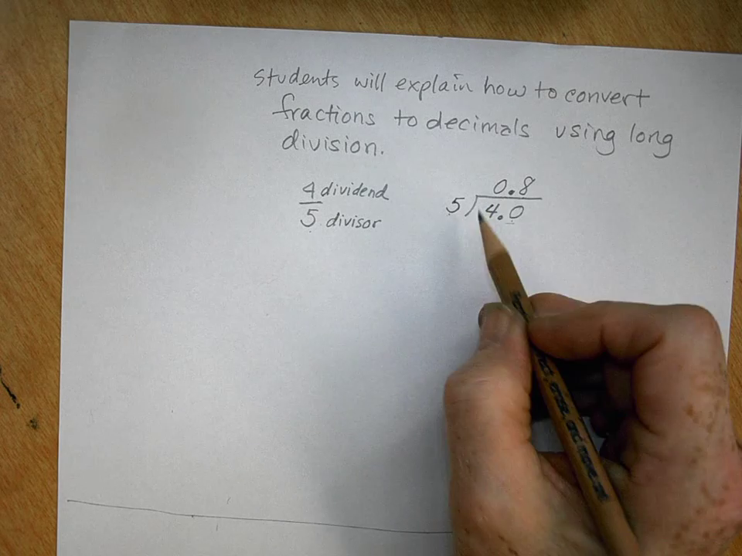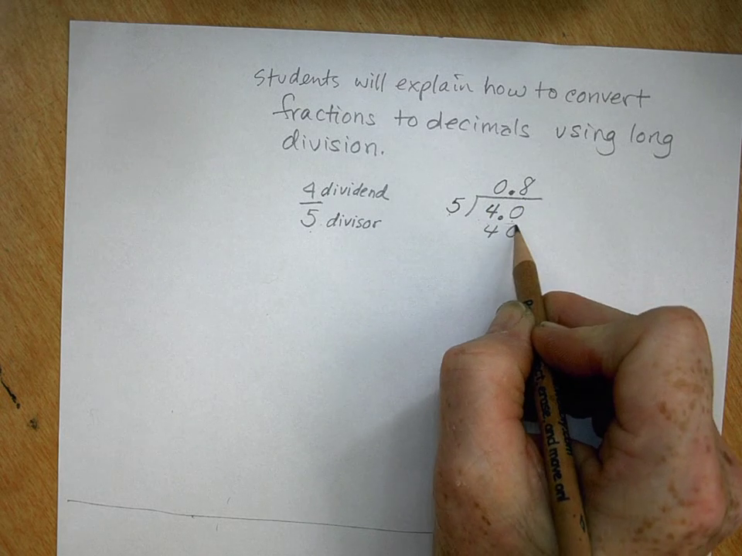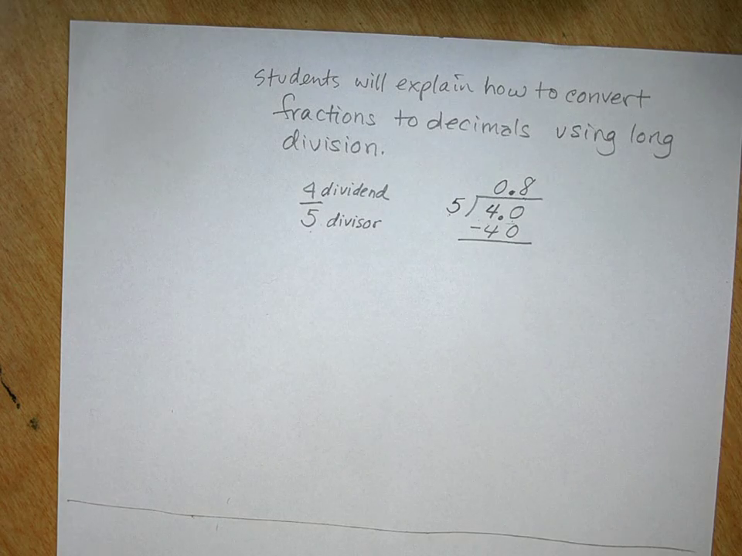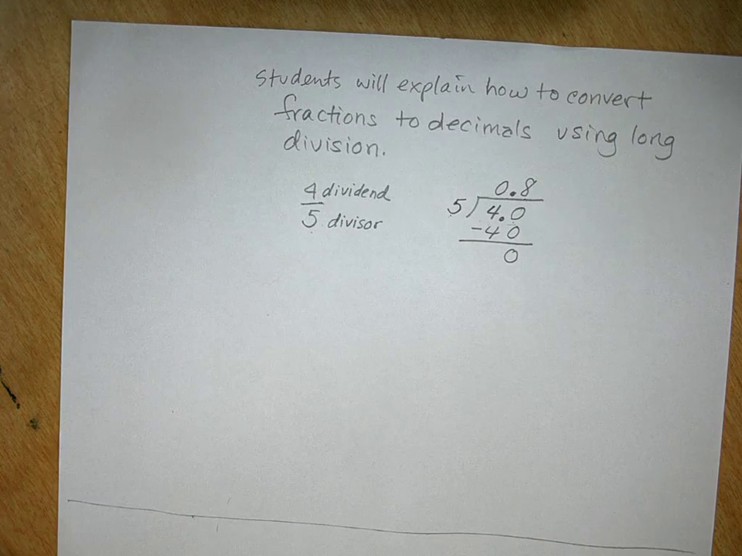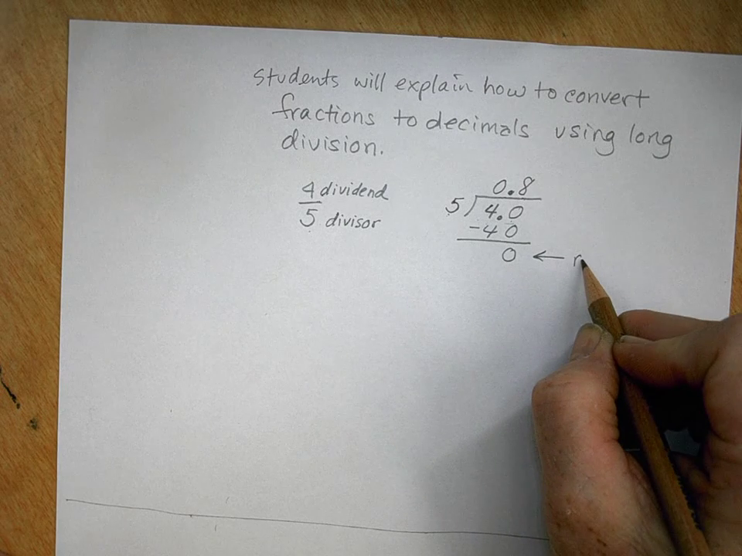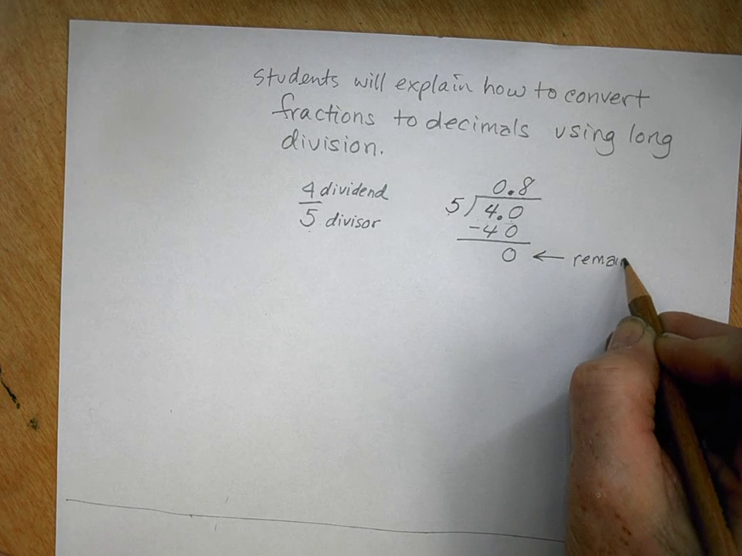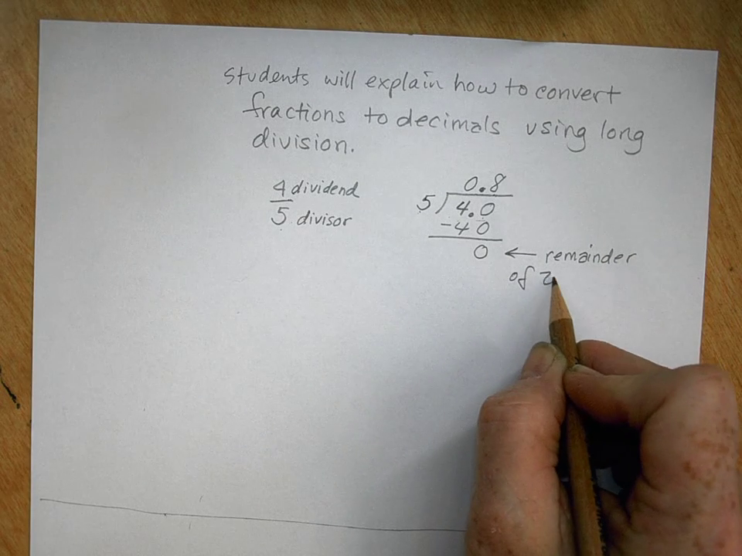8 times 40, or excuse me, 8 times 5 is 40. So I put my 40, I subtract it to see what the remainder is. In this case, the remainder is 0. That lets me know I'm finished. If I come to a remainder of 0, I'm going to label that remainder of 0.